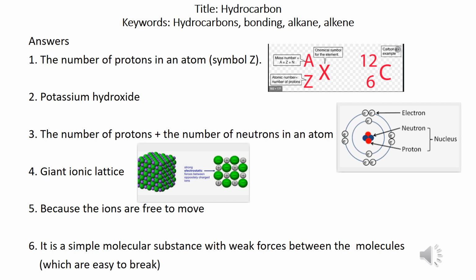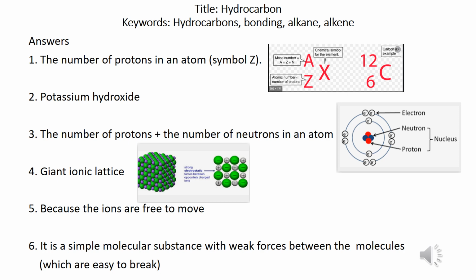So question number 3. What is the mass number of an atom? The mass number of an atom is the number of protons plus the number of neutrons in an atom. So going back to the first diagram, like I said, A represents the mass number, which is the number of protons plus the number of neutrons. So when you draw the diagram of an atomic structure, you will find the neutrons and the protons represent the nucleus, which is right in the center of an atom. And then you have the electron, which is a negatively charged subatomic particle, that will orbit the nucleus.